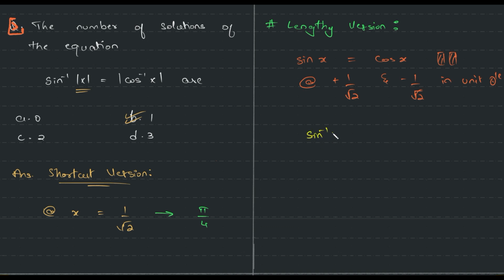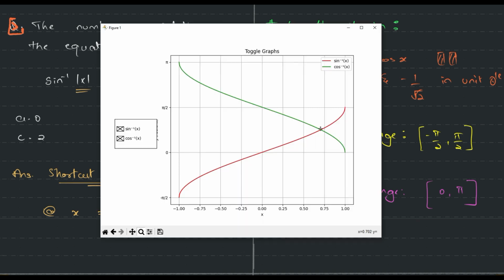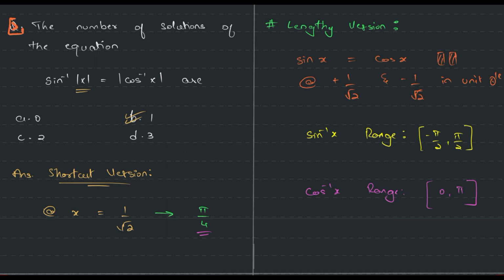So sine inverse of x range is between, this is the next fact that you need to know, minus pi by 2 to pi by 2. And cos inverse of x, the range lies between 0 to pi. So the only place these two match is clearly pi by 4. Right, pi by 4.